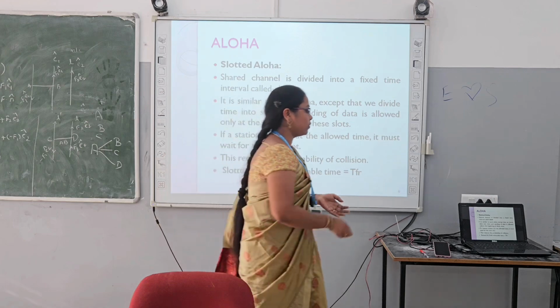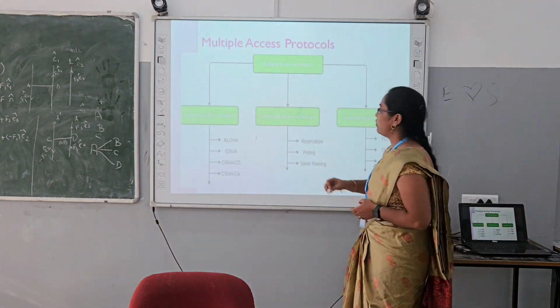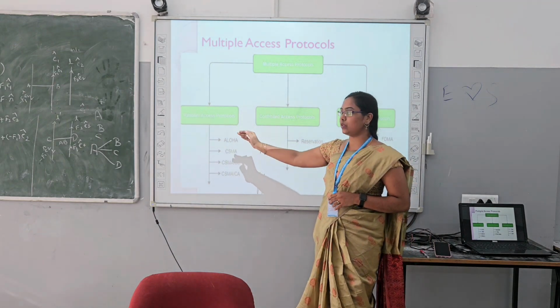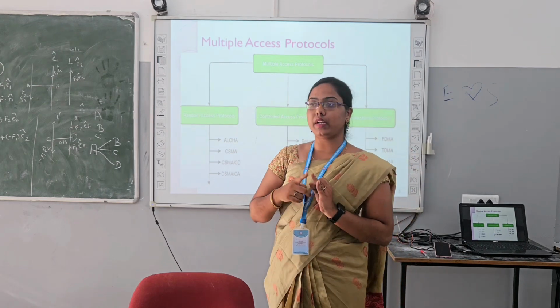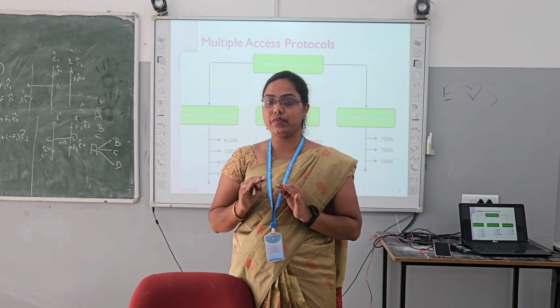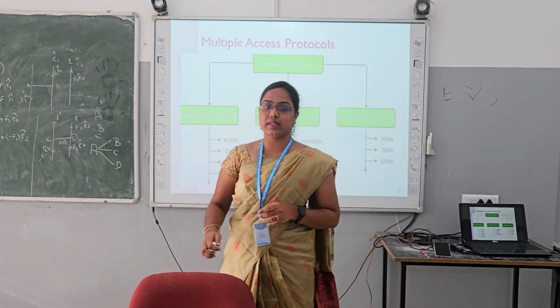So just to conclude, we have known what a multiple access protocol is, and we have seen what random access is. In that, we have seen Aloha, which is again divided into two types, pure Aloha and slotted Aloha, right? So up to this we have completed. The remaining we will continue in the next class.